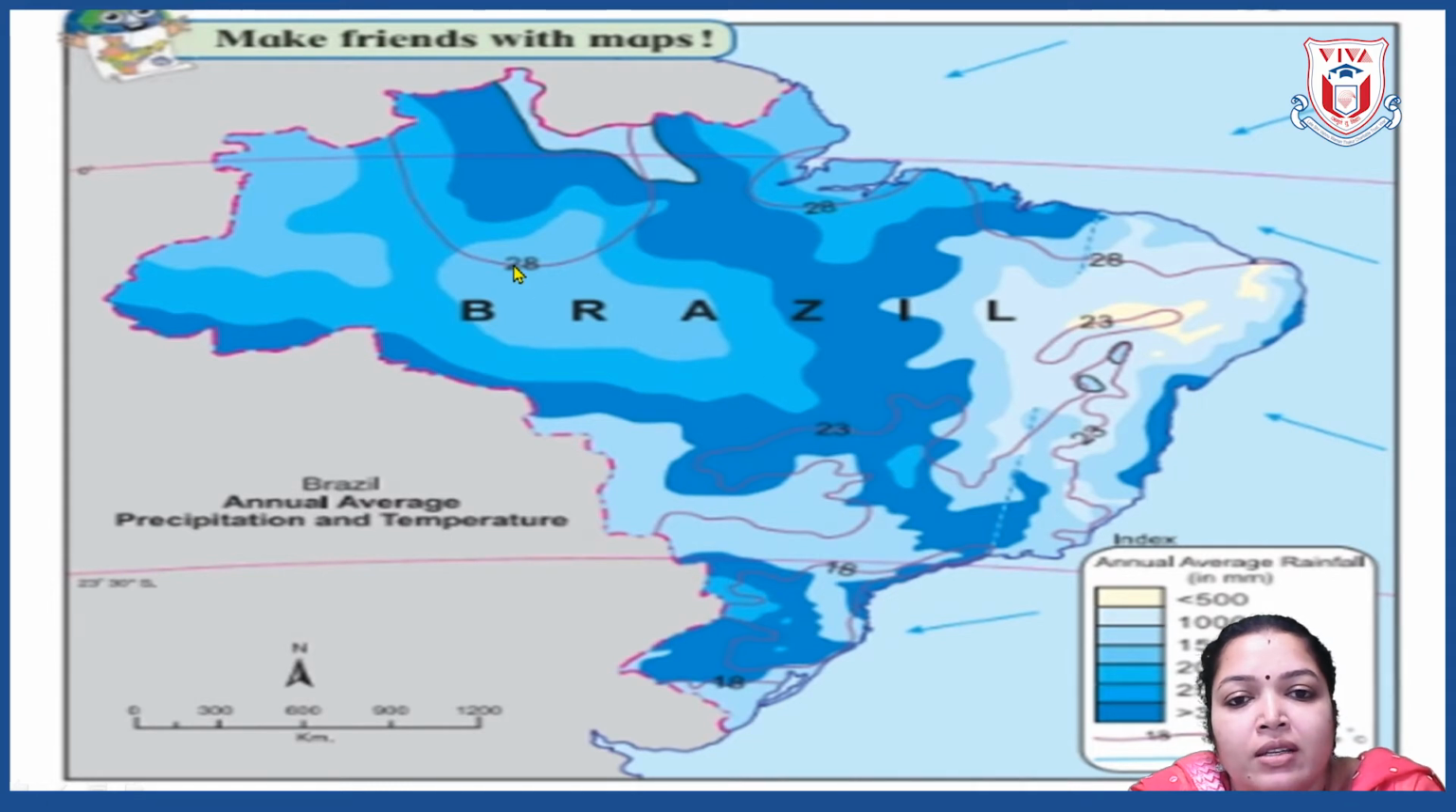Similarly, we can see the different rain zones. Here there is heavy rainfall, and as the shade goes lighter and lighter, those places receive less rainfall. So what is the reason for receiving less rainfall?